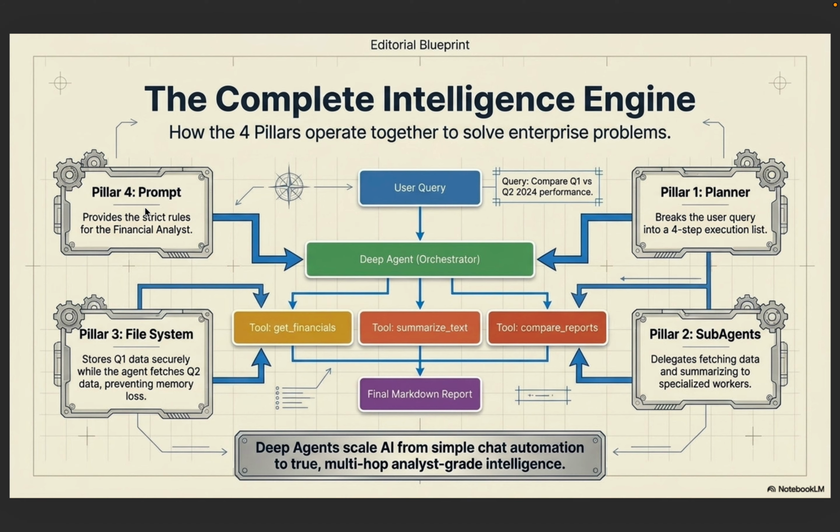Then we have the prompt. As I said, the prompt will direct the deep agents to take the necessary actions. So this is what is happening in the high level architecture of the deep agents. If you are working with LangChain, LangGraph or a production AI system, this architecture will really help you understand what deep agents are.